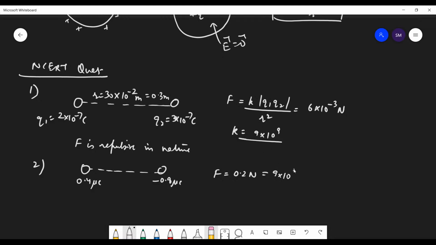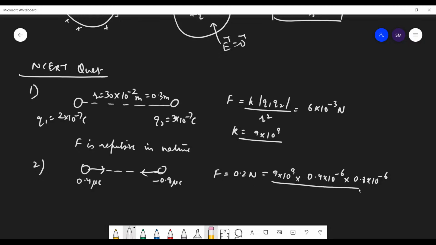So 9 into 10 raised to power 9, into 0.4 into 10 raised to power minus 6, into 0.8 into 10 raised to power minus 6. Micro means 10 raised to power minus 6. Not taking the signs because we are writing the magnitude only. We know the force is attractive in nature.